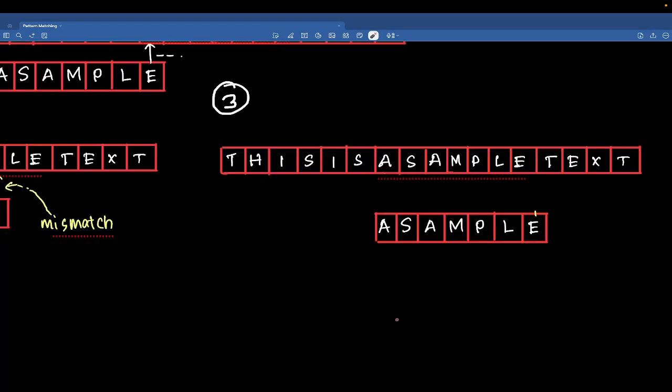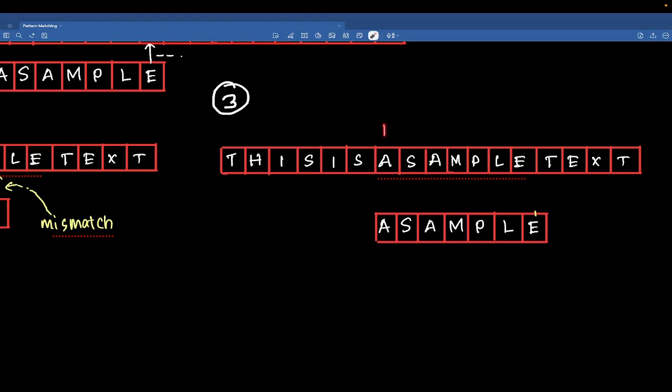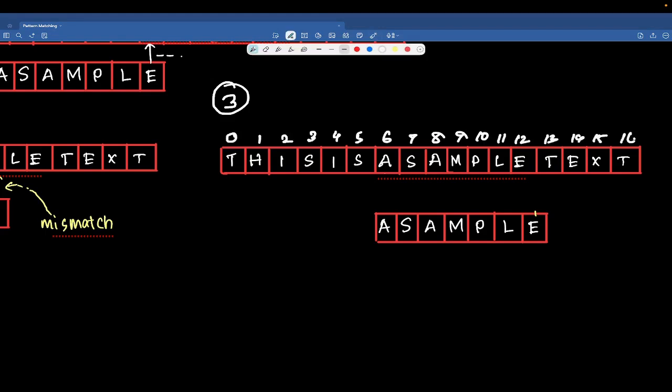Once the pattern is matched with the string, where does the pattern occur? At this place the pattern occurs. And in the main string, if I take the index, this is 0, 1, up to 14, 15, and 16. These are the indexes of the string. When we compare these two strings, we take a pointer I in the main string and a pointer j in the pattern.